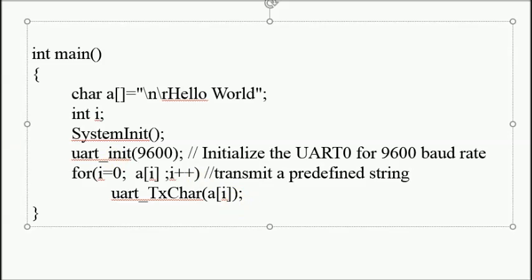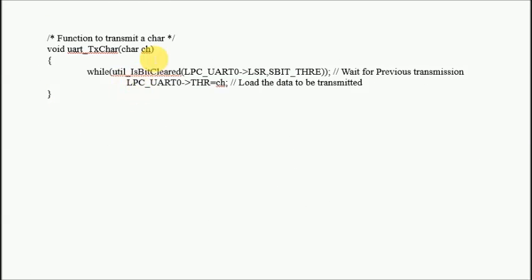Here, how to transmit the data is a very important step. Since it is a call by value, the character value will be loaded into CH. Then we wait for the previous transmission. When the previous transmission is done, this bit, the THRE bit in U0LSR, whose location we already defined, will be cleared. If it is cleared, it means we can proceed.